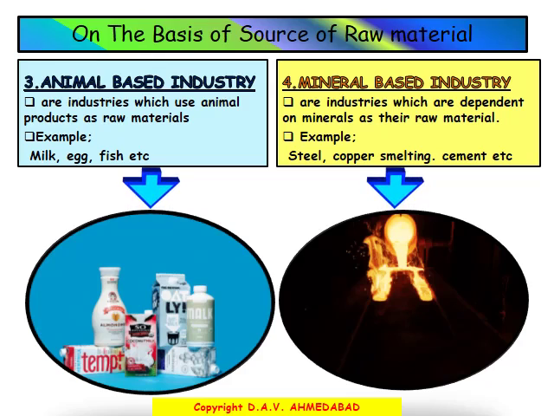Number 3, animal-based industry, or industries which use animal products as raw materials. For example, milk, egg, fish, etc. You can see below there are milk products given. Fourth, mineral-based industries are industries which are dependent on minerals as their raw materials. For example, steel, copper, cement, these are all minerals.